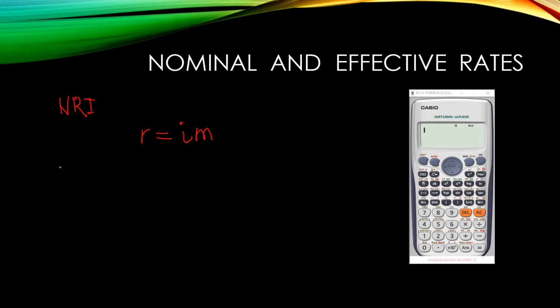Okay, next is the ERI, or the effective rate of interest. So the effective rate of interest is the actual or the exact rate of interest earned on the principal during a 1-year period. So dito natin makikita kung yung exact na interest during 1 year. So yung formula niya is the ERI is equal to 1 plus I raised to the power of M, minus 1.